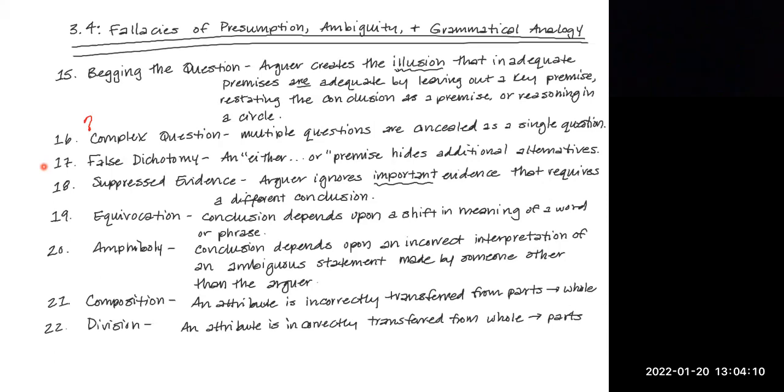Number 17 is a false dichotomy. It's committed when a disjunctive, or in other words, an either-or choice is being presented, and the arguer presents two unlikely alternatives as if they're the only alternatives. Then they remove the obviously undesirable one, leaving you to accept their conclusion. So, for example, either you let me attend the, I don't know, Drake concert, or I'll be miserable for the rest of my life.